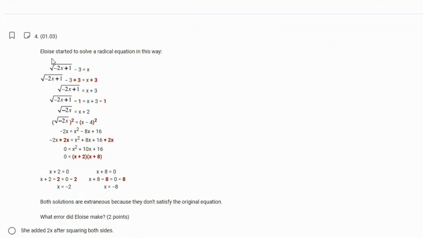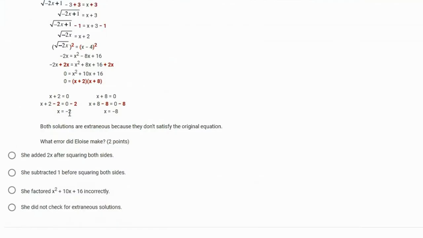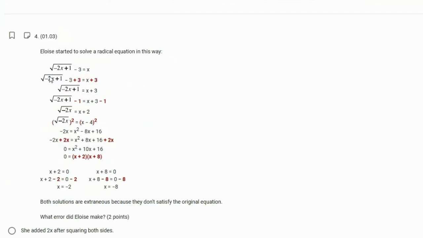Here's a problem that Eloise started solving, and then she did something wrong. She thinks both of them are extraneous. So what error? Somewhere she made an error. So start at the top and figure out, oh, wait a minute, you can't do that. She did something wrong.